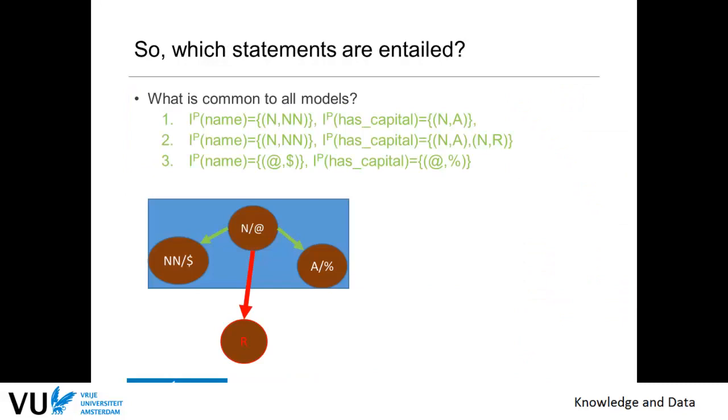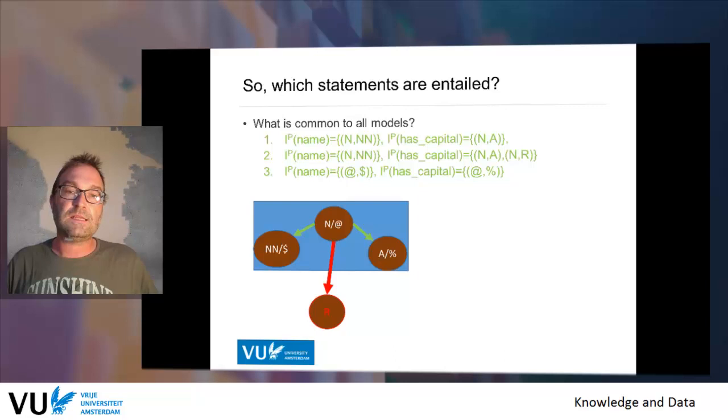So the question now is, what does it tell us about entailment? Because the definition was that a triple is entailed if it is true in all the models of the knowledge base. So let's now look at some of the models, because we don't have all of the models, of course. Let's look at some of the models of the knowledge base. And this is basically the three models that we had identified in the previous slide.